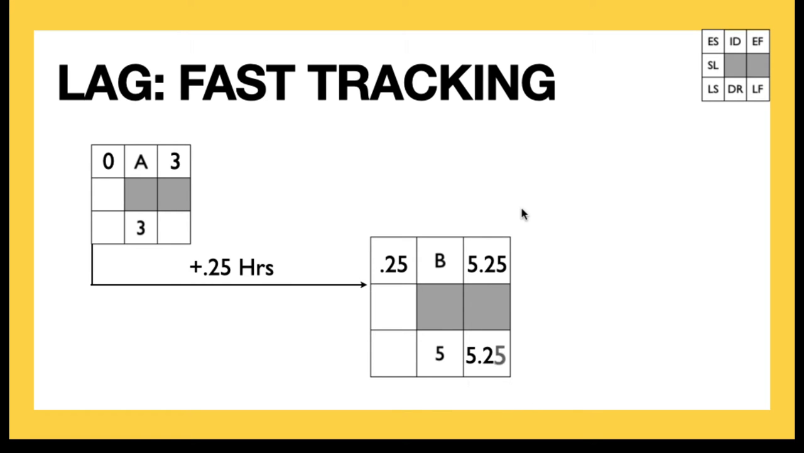Once again, we would accommodate for that in the backward pass as well. So 0.25 minus 0.25 should be 0. So hopefully that gives you a good understanding of lag.